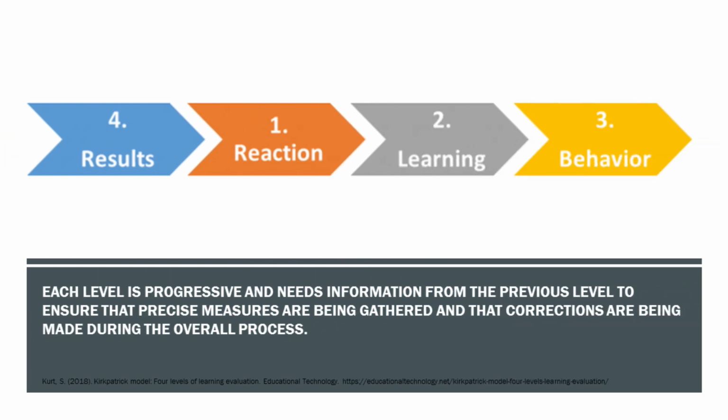With that said, a more recent modification by Kirkpatrick and Kirkpatrick in 2016 suggested a modification of placing Level 4 at the start of the evaluation process. The rationale for this adaptation is to start every project by first considering the leading indicators you plan to influence.